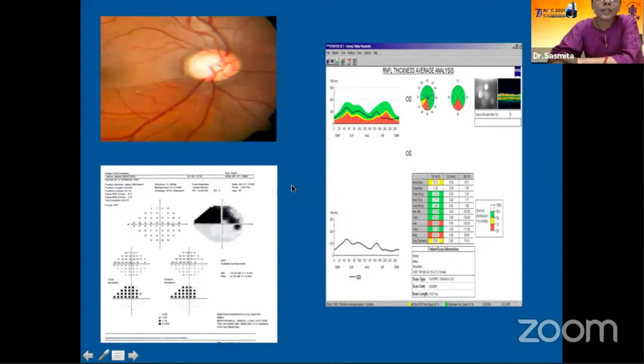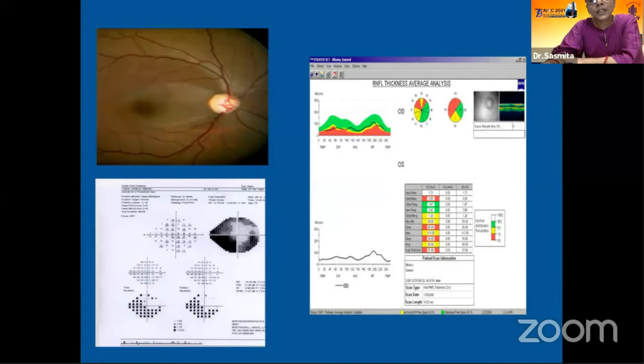This is a second patient with disc photograph showing 0.7 cup disc ratio of inferior notch and a wide NFLD, and corresponding superior arcuate defect is shown in the perimetry. And this is a Stratus OCT scan showing the inferior RNFL thinning.